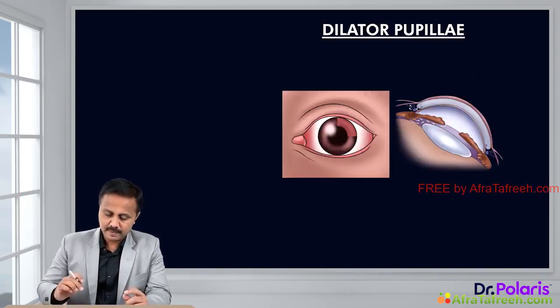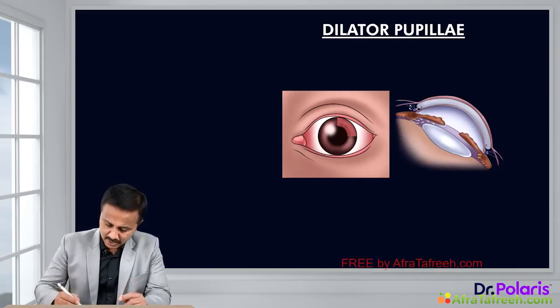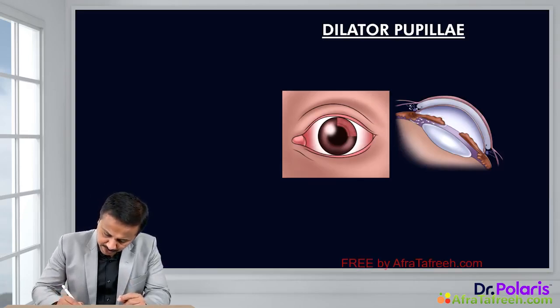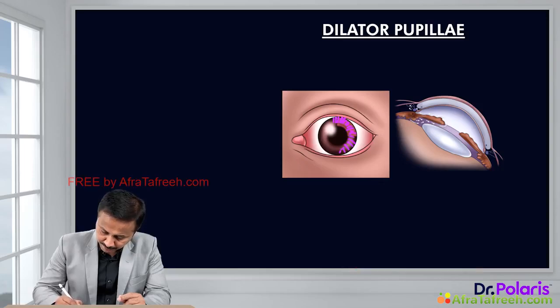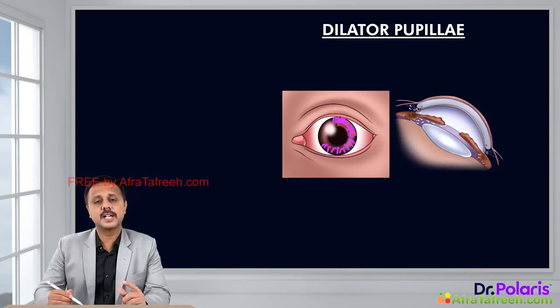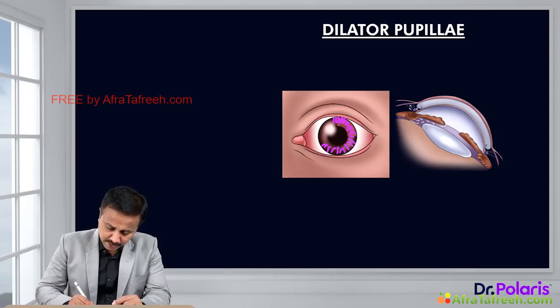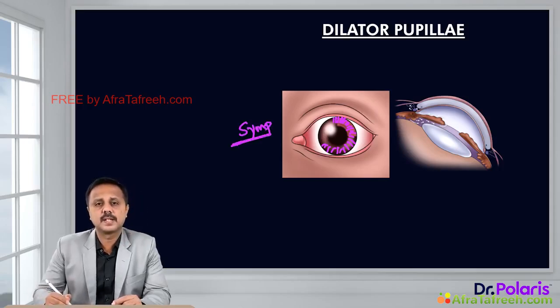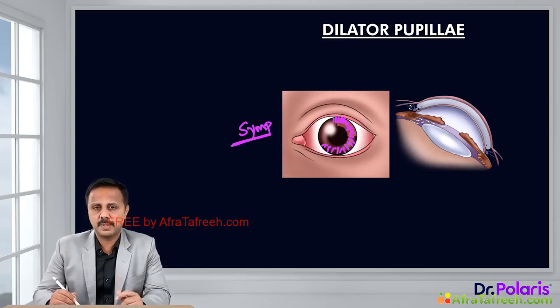Similar to that, we have the dilata pupillae. As we can see, the dilata pupillae is radially arranged. This is also present in the iris only, but the muscle fibers are radially arranged. So, these fibers are supplied by sympathetic nerves. Now, sympathetic nerves, when stimulated, will result in the contraction of dilata pupillae.